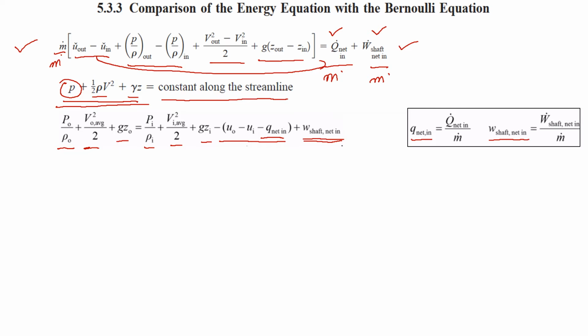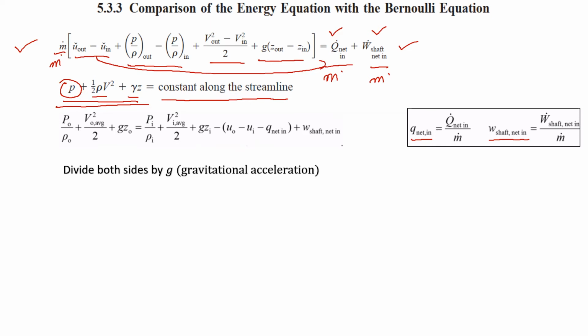To simplify it a bit further, we are going to divide this by gravitational acceleration. Why are we dividing this by gravitational acceleration? When we divide all these terms by gravitational acceleration, we get the units of each of these terms in length. If I divide this by g, I get a unit that represents length. The same is true for this term. If I divide this by g, I get a unit that is length, and if you divide this by g, as you can see, you get a unit that is length, and the same goes for these two.